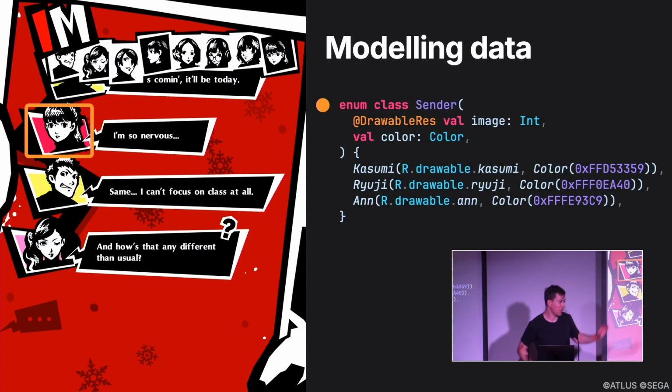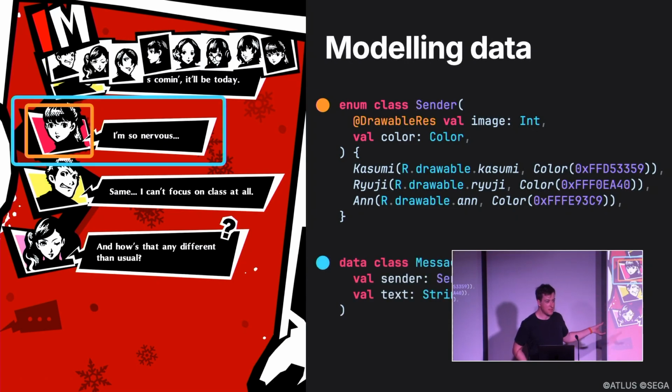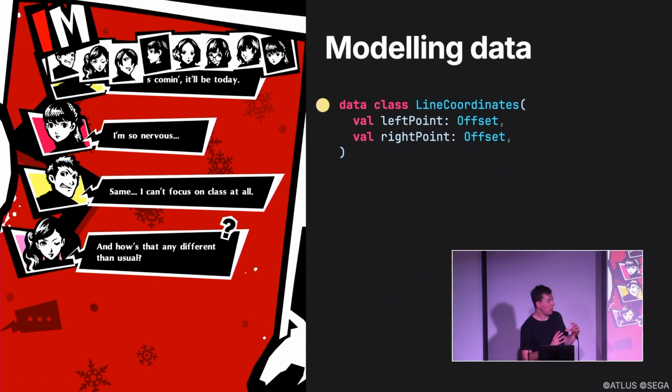If we think about what the shape of this thing is, for each one of our messages, there's a sender. We'll say it has an image and a color. We can use an enum because it's a video game. We know how many characters there are. Then there's the message itself. That's kind of the composite of whoever the sender was and the text of the message they sent. But then we need to wrap that one level further, and we need to care about the line coordinates of each one of our entries.